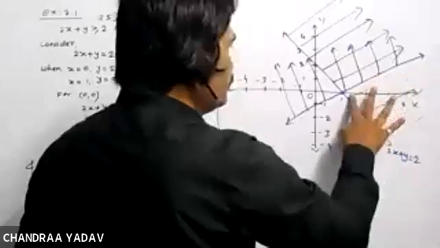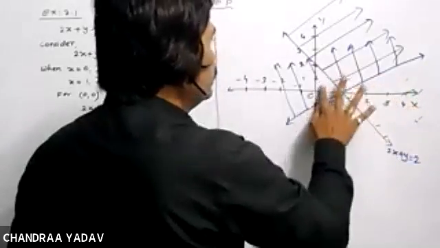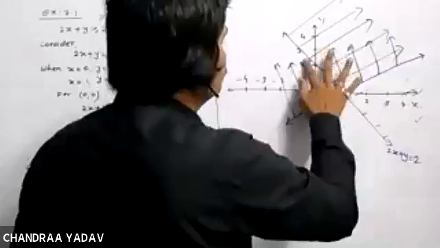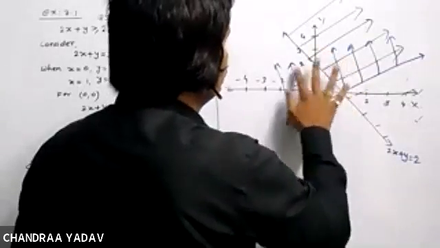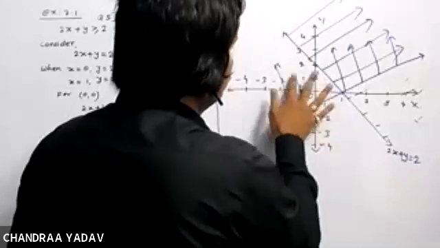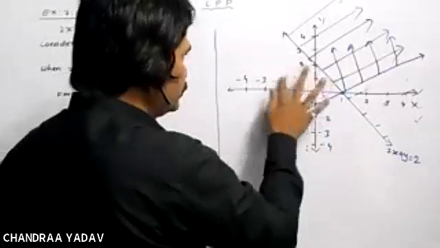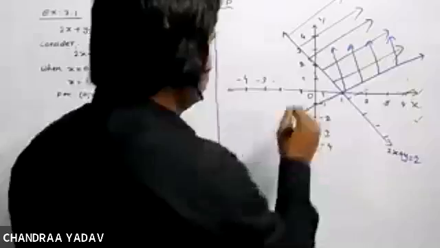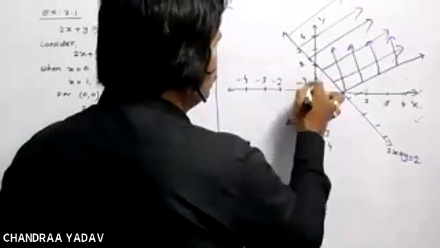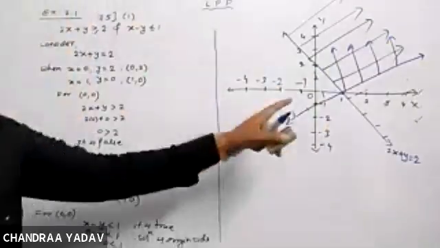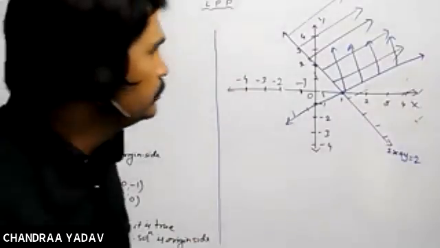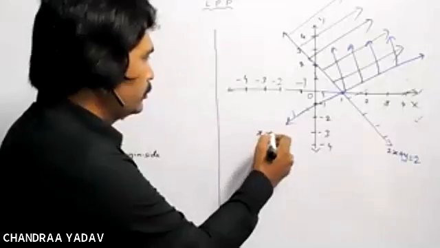Just for understanding purpose, I have drawn this one. Otherwise, this part is not required. We are supposed to draw only this part. Is it clear? Understood? So this part is not required. I did this just for understanding purpose. So this is, you can see, the solution set. Is it clear? Any confusion related to this? Any doubt? You can write x minus y is equal to 1.